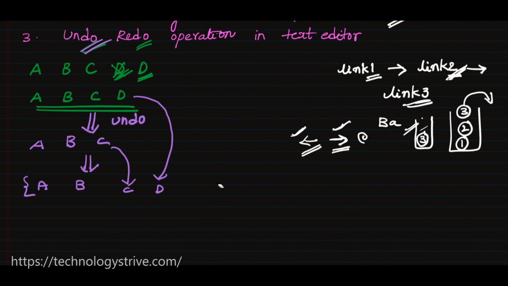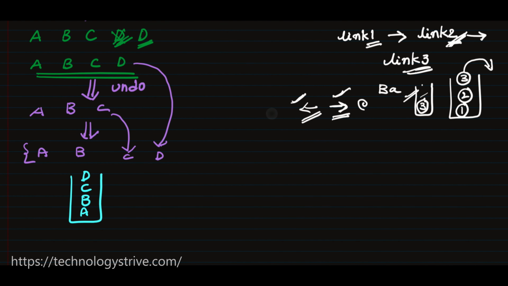So here, what we can do is, whenever we are entering a letter in the text editor, at the same time I'll put it into the stack. So A entered, B entered, C entered, D entered. Then this is stack 1. I did the undo operation. Then D has to get removed. But this also we have to store, because we can do the redo operation again, right?